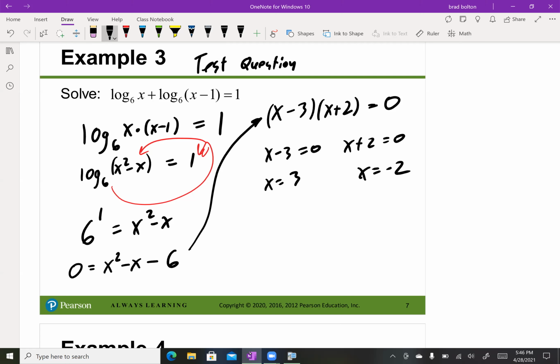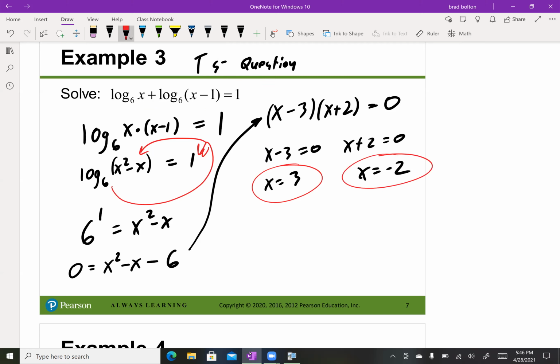Now we have to verify that both of these answers are acceptable in the domain of the original logarithms. So if I take 3 and I plug it into here or here, will I get positive numbers? If I plug 3 into this one, I'll get a positive, and if I plug 3 into this one, I'll get 3 minus 1, which is positive 2. So this is okay. I like this number.